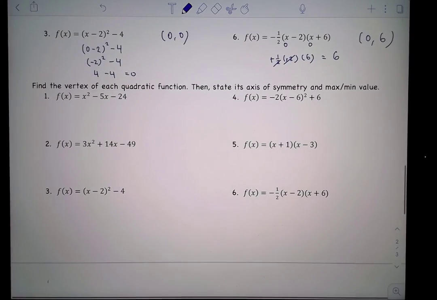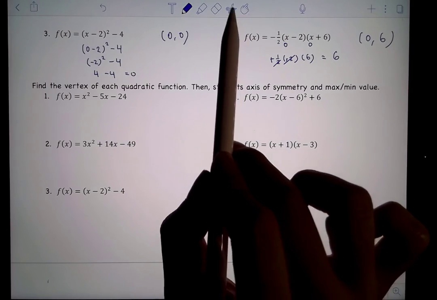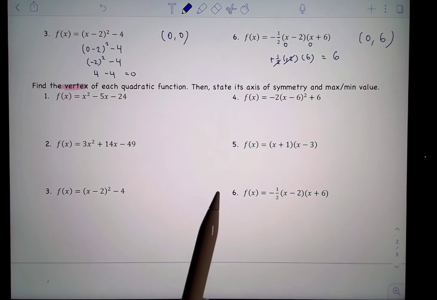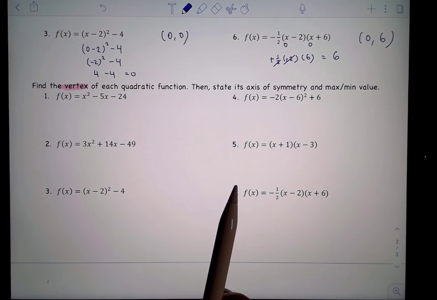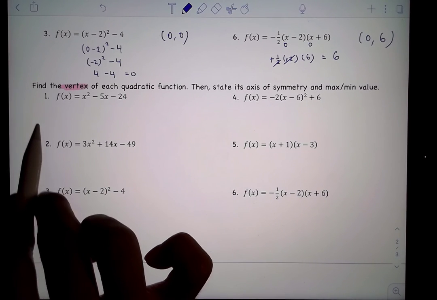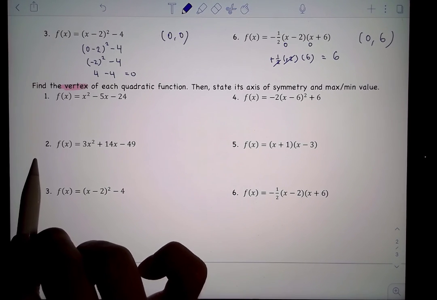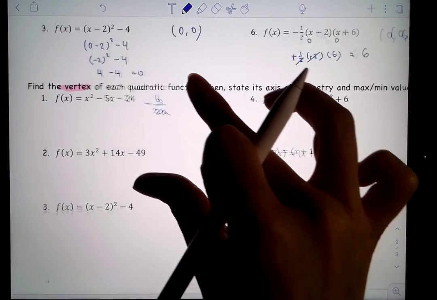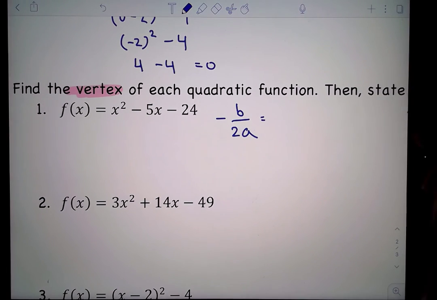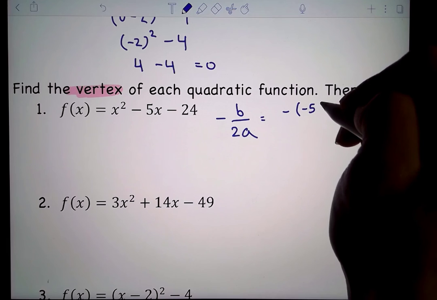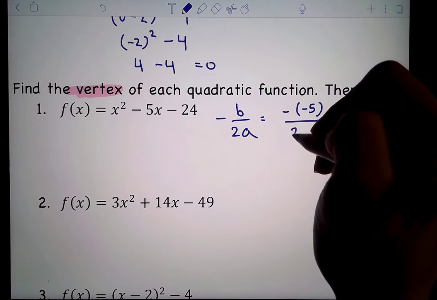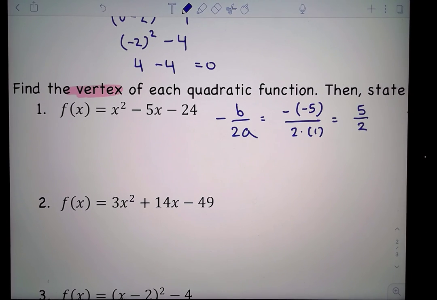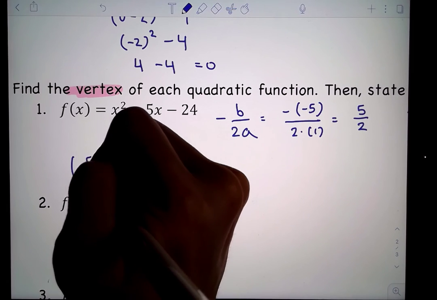And last one, getting the vertex. So guys, for this one, we need to get the vertex. So from the standard form, what do we do? Negative b over 2a. Negative b over 2a. We need to do this. So that's negative of negative 5, that's your b over 2a. So it is 5 over 2. Right? So my vertex x-coordinate is 5 over 2.